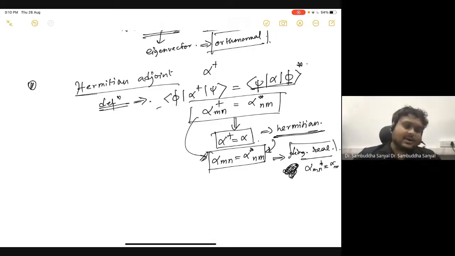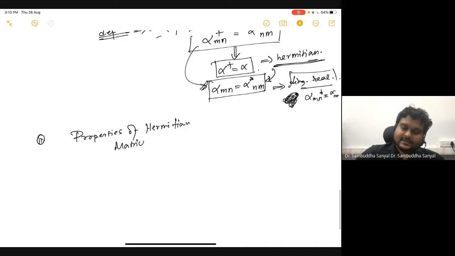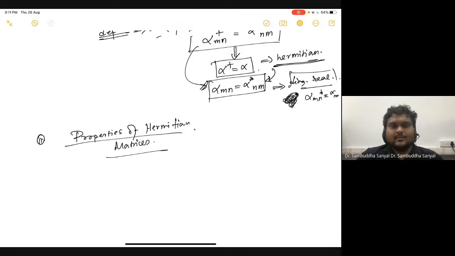Okay, so now let's talk about some properties. This is the reason why we like these matrices, why we are talking in terms of this. What are the desirable properties of these Hermitian matrices? So, properties of Hermitian matrices.